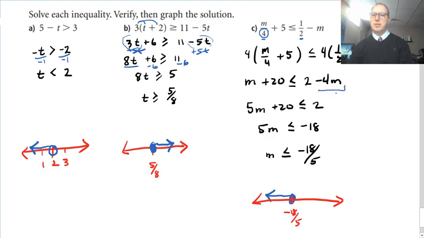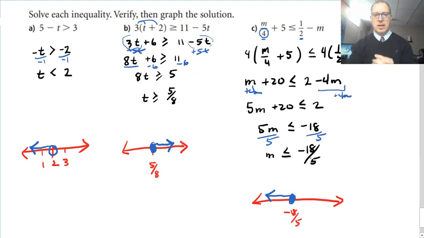Again, gather like terms, add 4m to both sides. You get 5m plus 20 is less than or equal to 2. Subtract 20 from both sides, and then divide by 5, and you should get this for an answer.